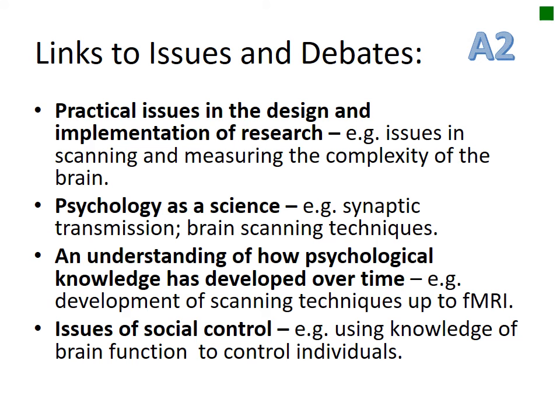We're looking at synaptic transmission, brain scanning techniques, how these are objective measures to measure different brain activity. An understanding of how psychological knowledge is developed over time. So, for example, how functional MRI scans are now used in order to be able to detect brain activity. But also issues of social control, so using the knowledge of brain functions to control individuals, which lead to a diagnosis or a stigma placed on that individual based on what the brain scan has shown.